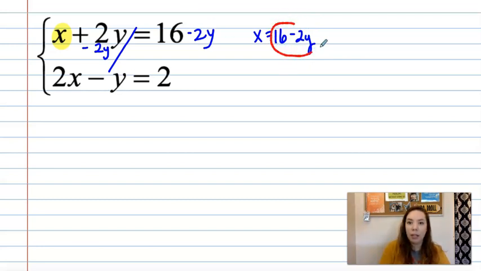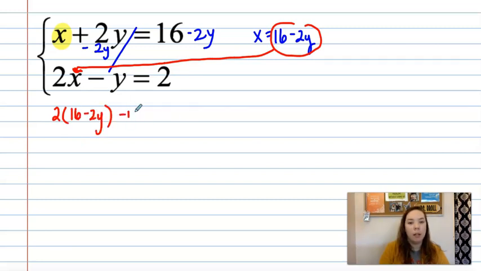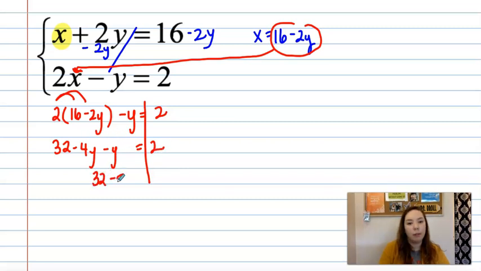Now I'm going to take this, since it's equal to x, it gets plugged in for x. So I'm going to have 2 times 16 minus 2y minus y equals 2. So at this point we will distribute. Combine like terms, and then finish out our two-step.